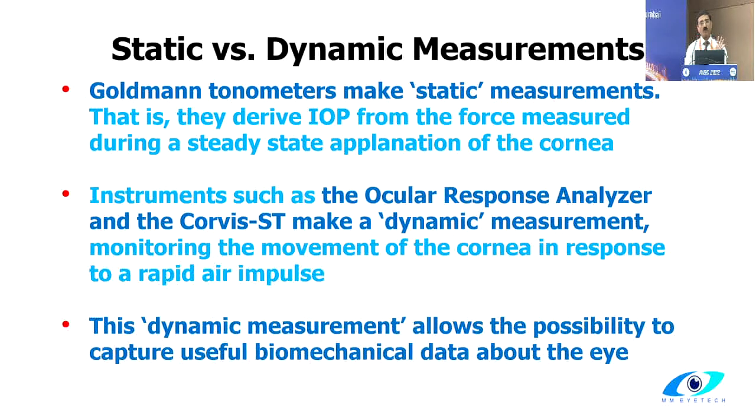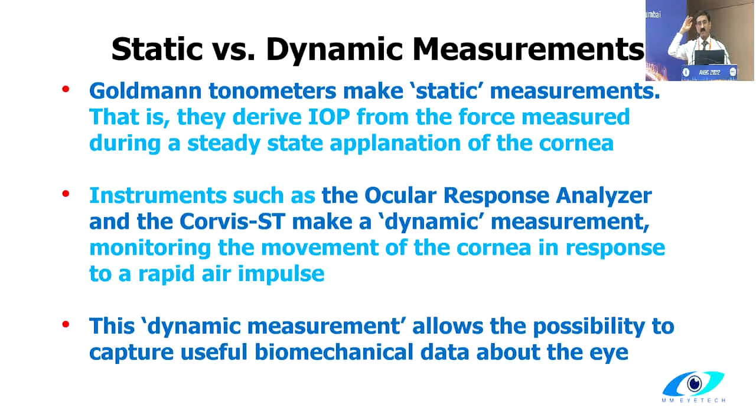So Goldmann tonometers, essentially, are tonometers that reach a static state. So they compress the cornea till you get applanation. And in that static state, they take certain readings. Whereas these newer instruments actually look at the dynamism of that movement.